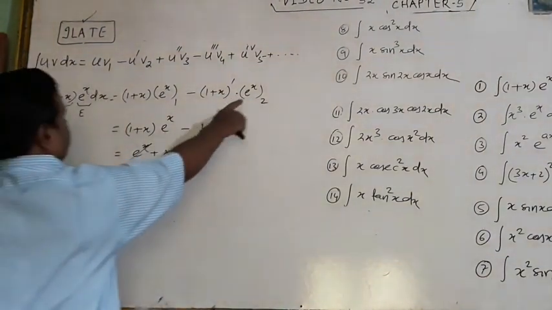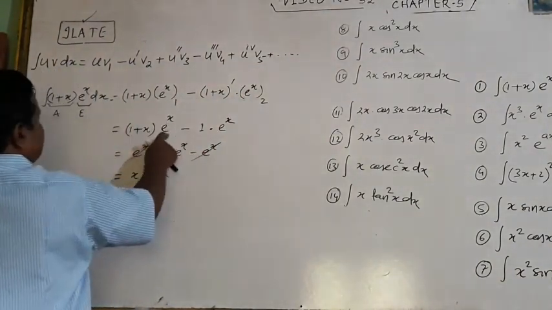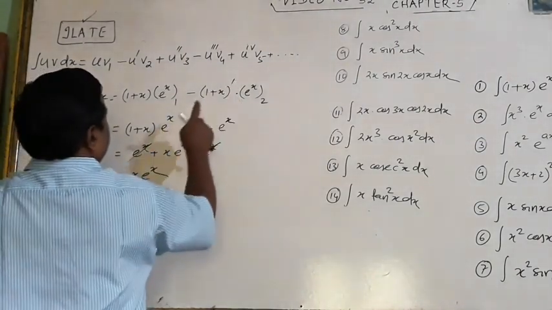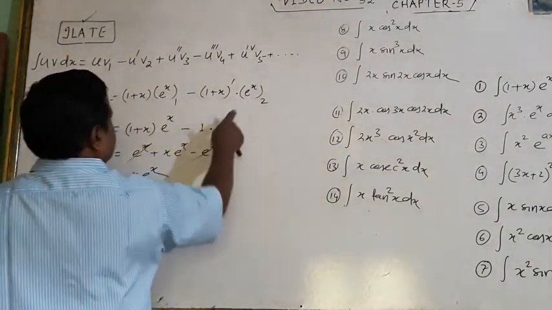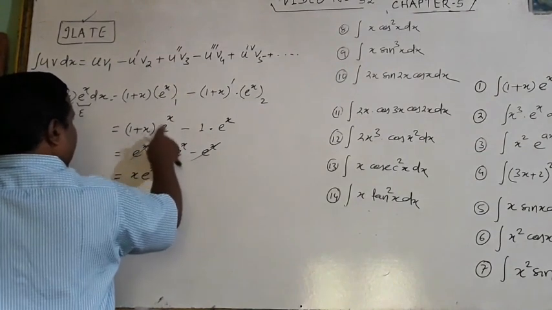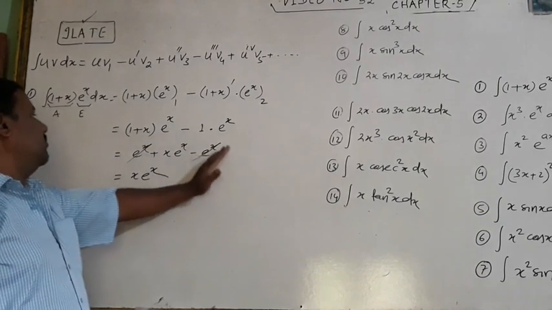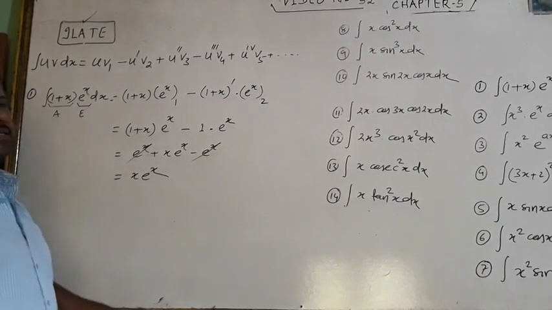So it will end here. That is 1 plus x times the integration of e to the power x, minus the derivative of 1 plus x, which is 1, times the integration of e to the power x, which is e to the power x. Its integration again is e to the power x. Okay, now opening it, you will get the answer.